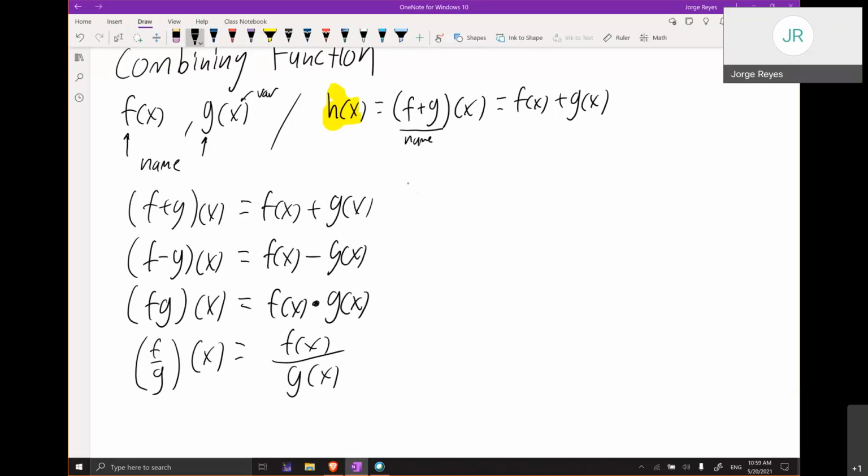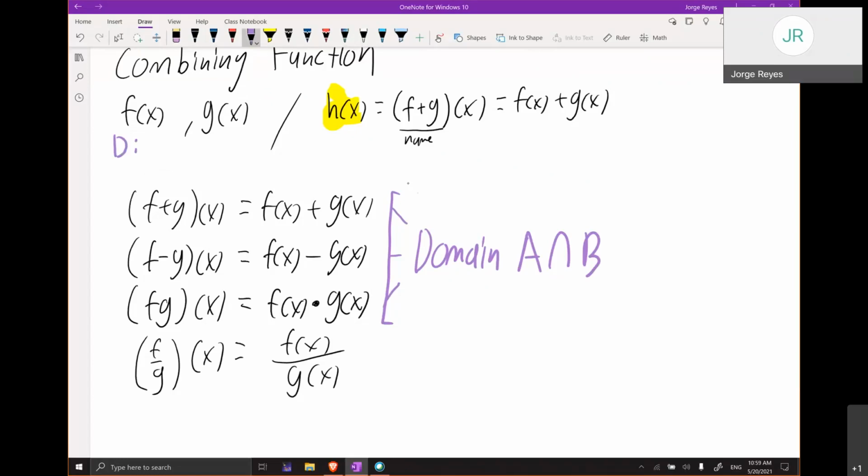Okay, so now I have to talk about these functions' domains. These three functions all have domain A intersect B. I probably should have labeled it: f has domain, call it A, and g has domain, call it B. So the domain of these three is the intersection of each of the separate ones.